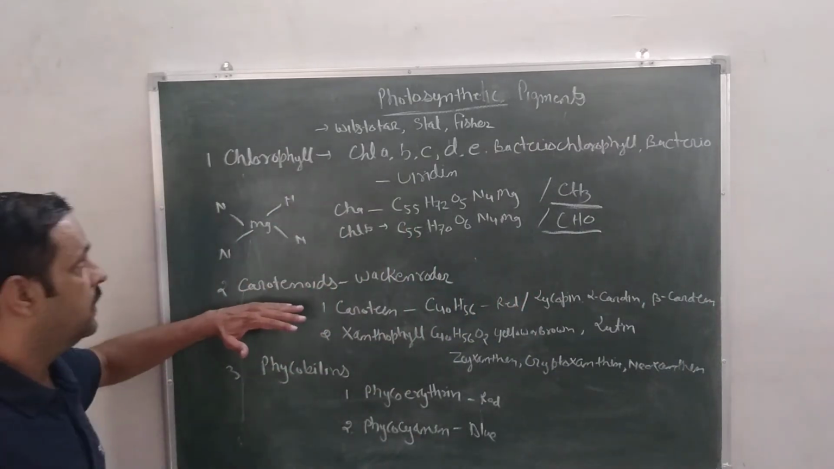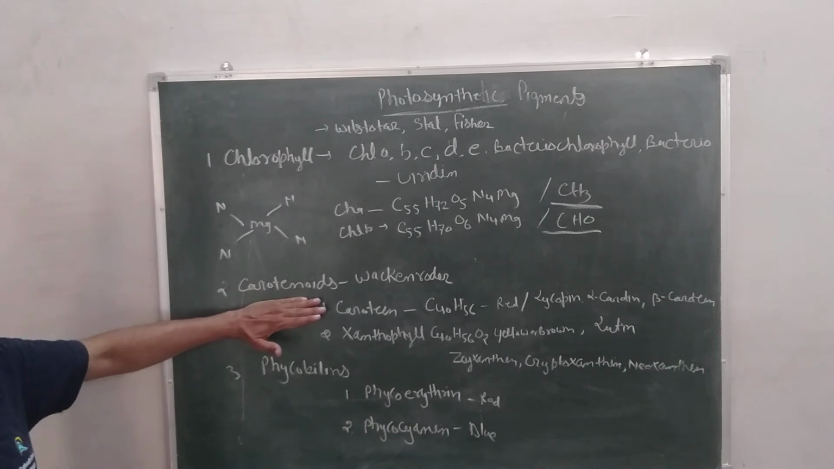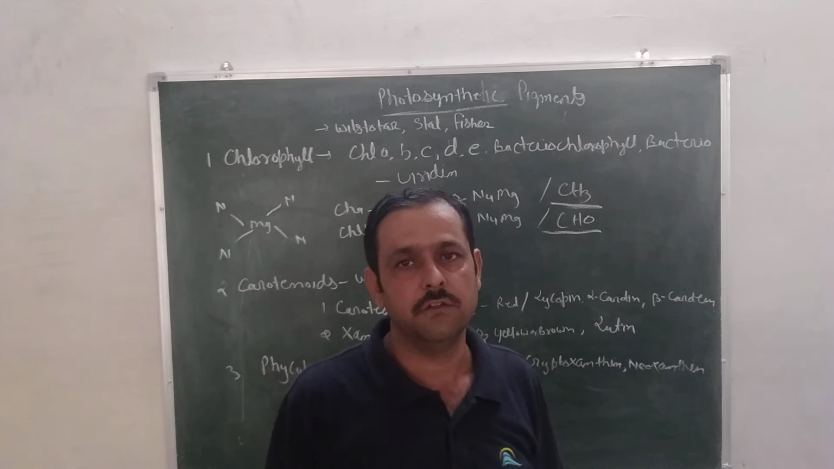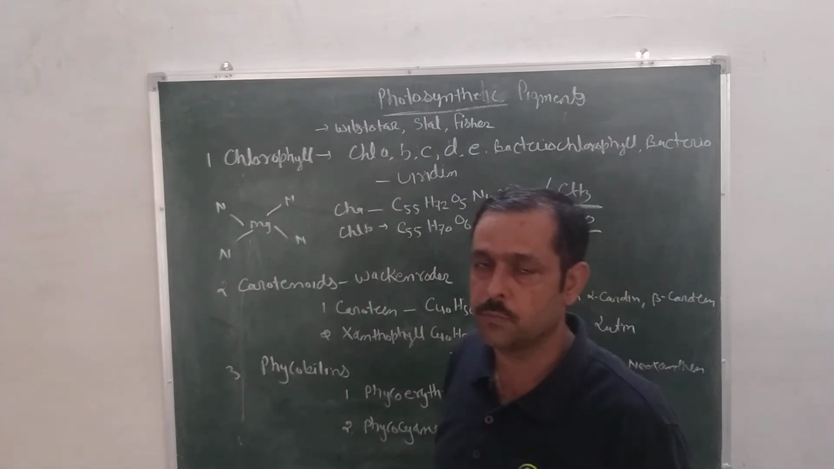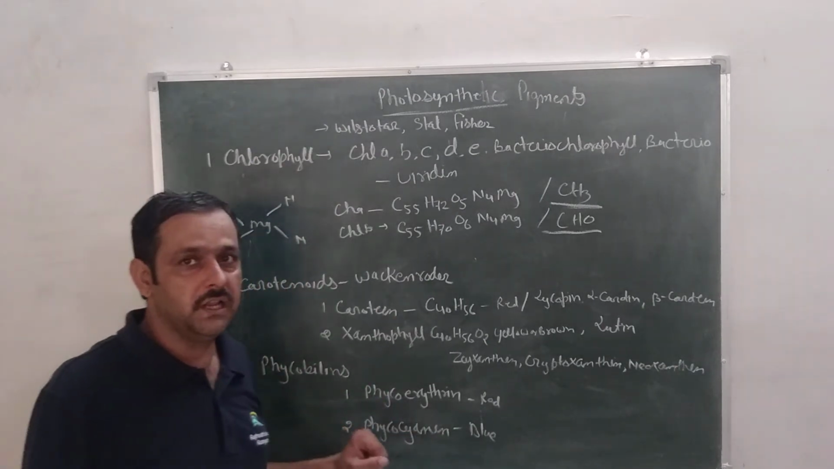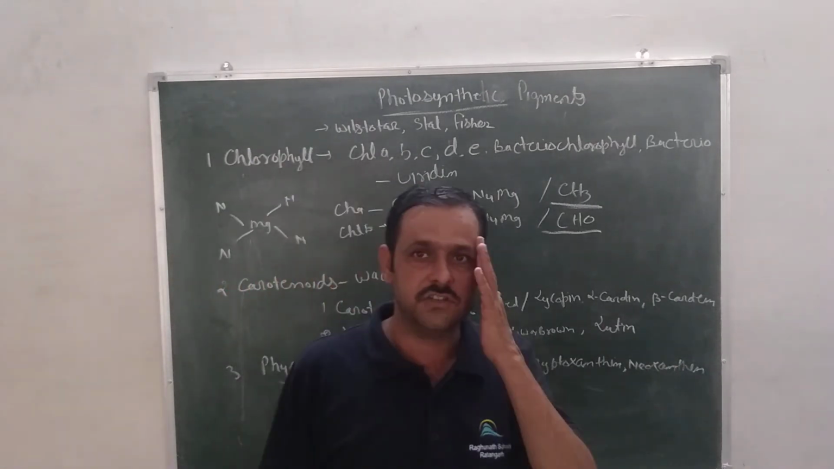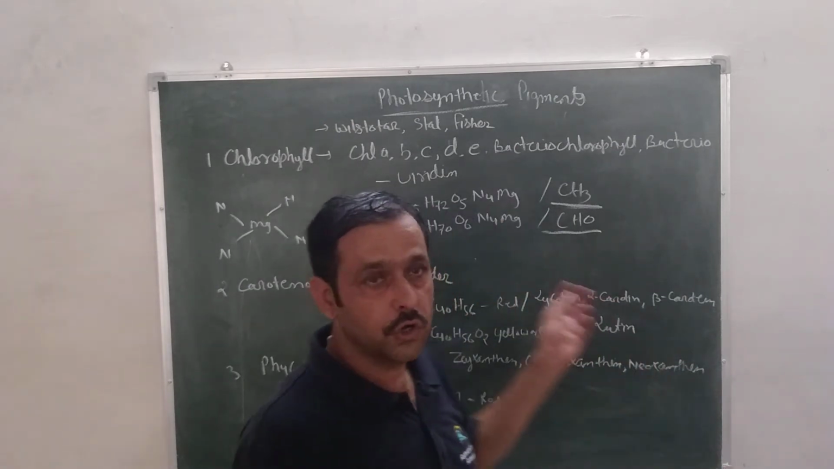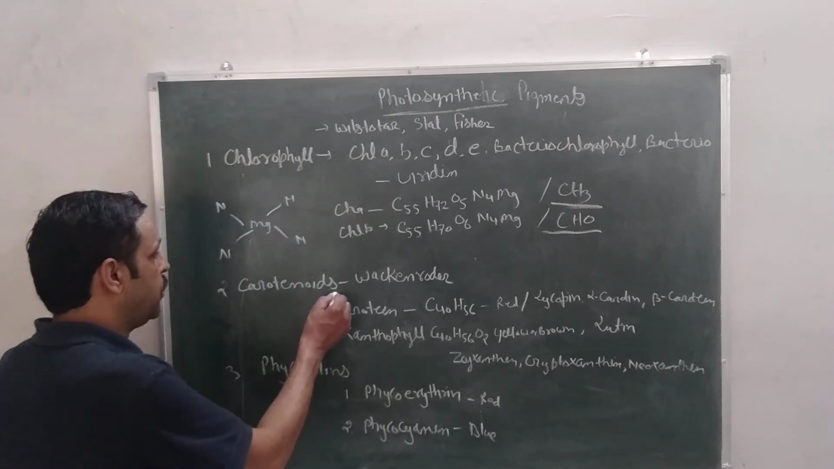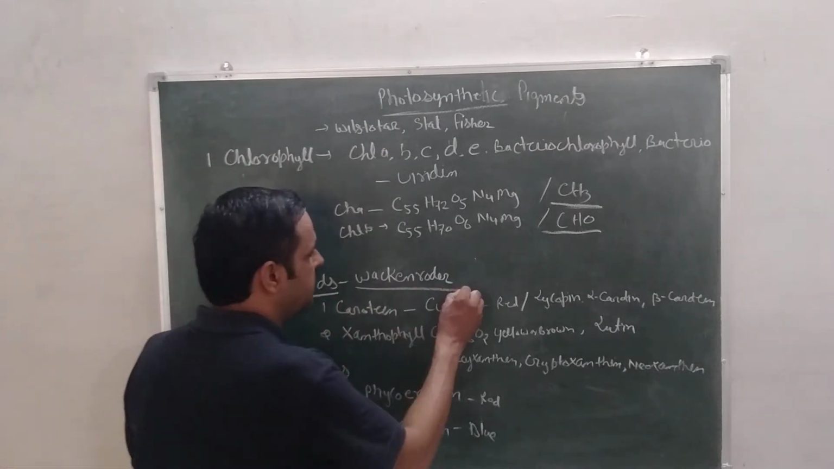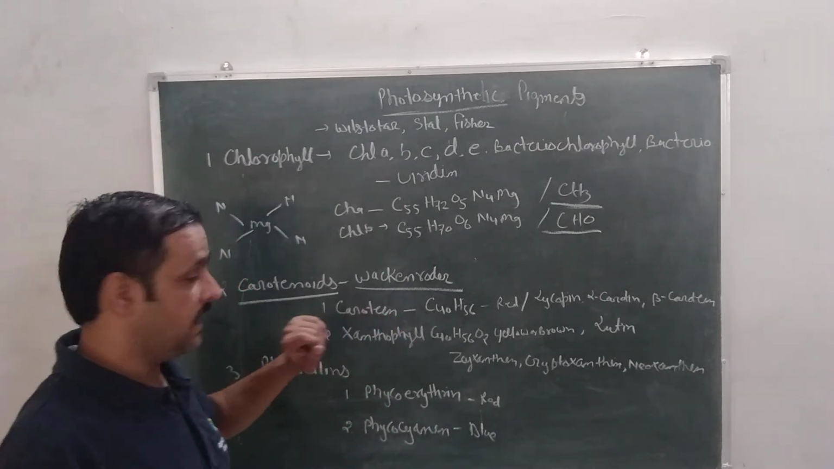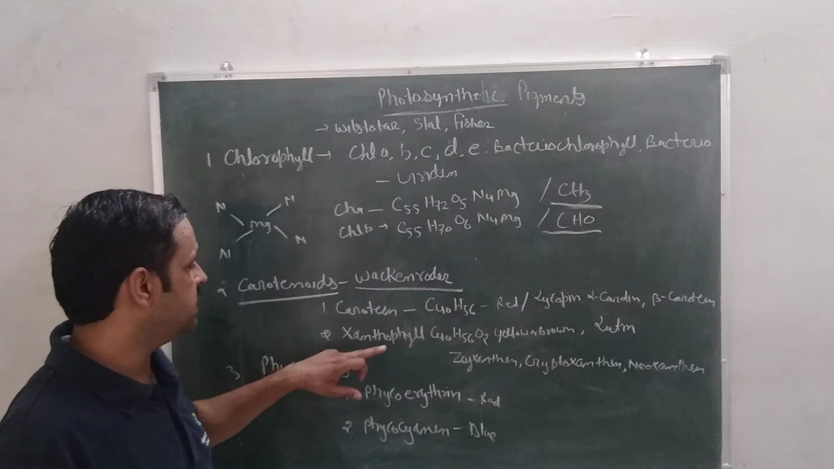Next pigment is carotenoids. Carotenoids and phycobilins are the accessory pigments for photosynthesis. The light which can't be absorbed by chlorophyll will be absorbed by carotenoids and phycobilins, and this light energy is transferred to chlorophyll. That can be studied in the process of photosynthesis. Carotenoids were discovered by Wackenroder in carrot. Generally they are red and of two types, carotenes and xanthophyll.